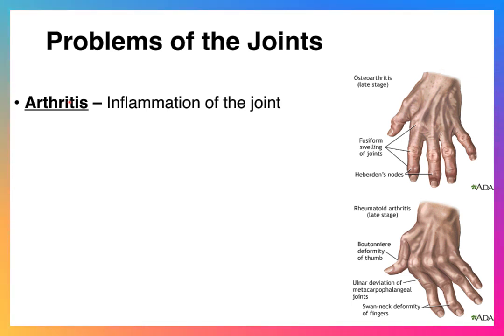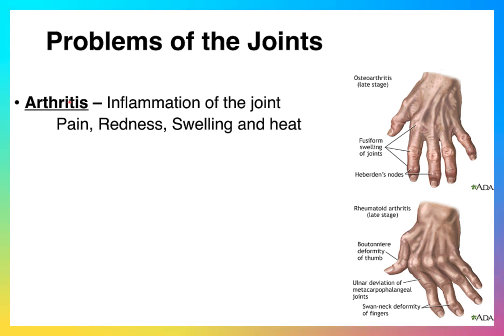These four classical signs of inflammation include the following. Pain, which the Latin word for pain is dolor, redness or rubor, swelling or tumor, and heat, which is calor. Now, inflammation does not necessarily have to have all four of these, although it's fairly common to see all four of these signs present. Some are less obvious than others.